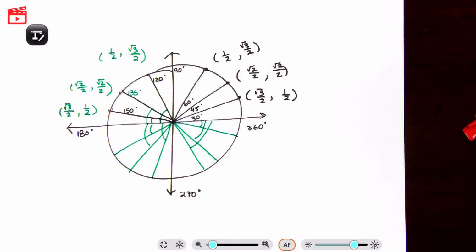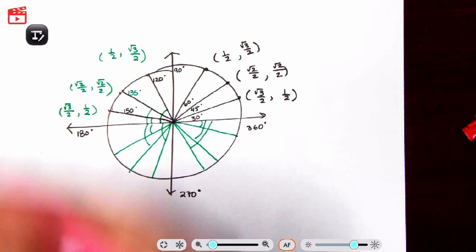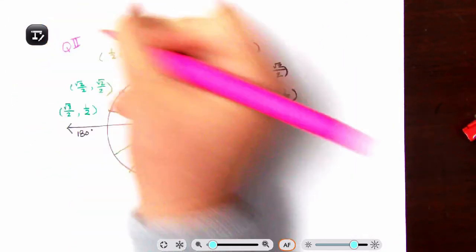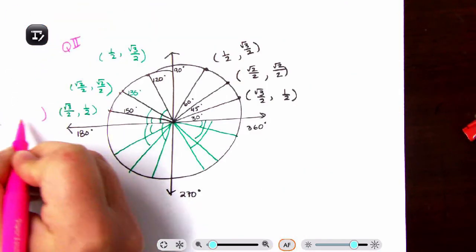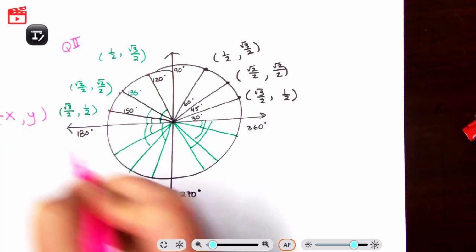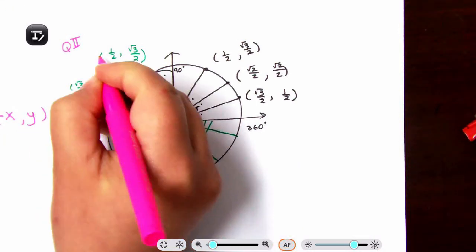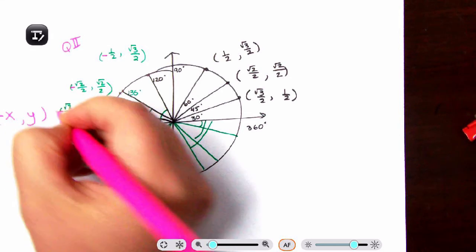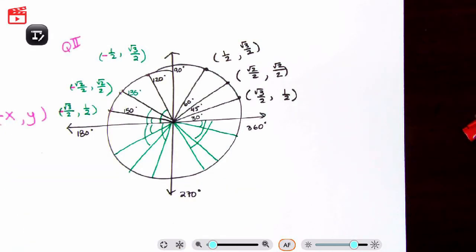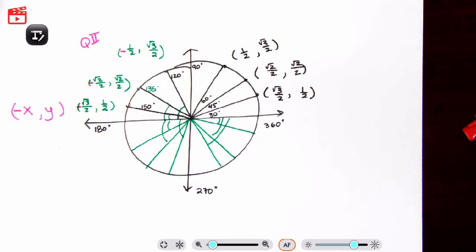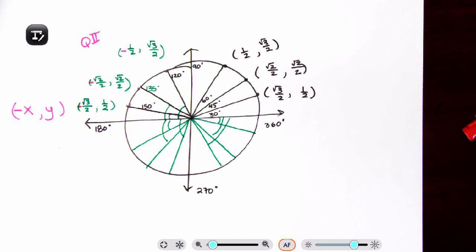Now, the only thing that does change, because now we are in quadrant 2, is that in quadrant 2, your X values happen to be negative. So we want to go back to all of our X values and put a negative in front of them to symbolize that, hey, in quadrant 2, our X values are indeed negative.